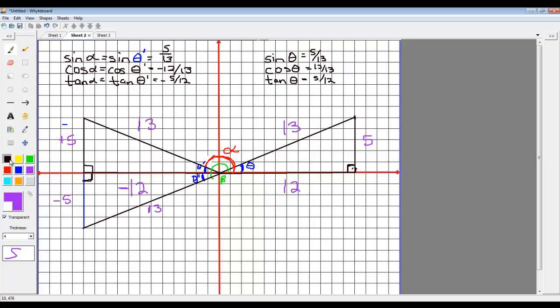So there, finding the sine of that beta is the same thing as finding the sine of this theta double primed. So sine, opposite over hypotenuse, you're going to get negative 5/13. Cosine of beta, adjacent over hypotenuse, you're going to get negative 12/13. And then tangent of beta, opposite over adjacent, negative 5 over negative 12, which gives you 5/12.